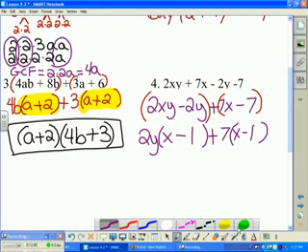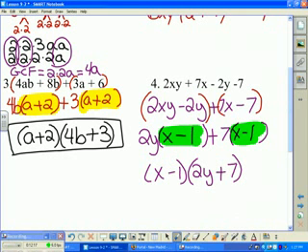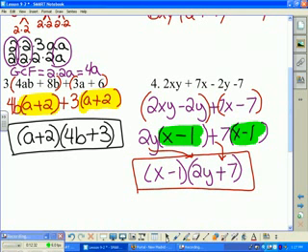And here again, no mistake, we have the same thing in both parentheses. So we're ready to write our final answer. X minus 1 times what's left over? 2y plus 7. If you're struggling seeing where that last part came from, there's the 2y, there's the plus 7. Final answer, x minus 1 times 2y plus 7.